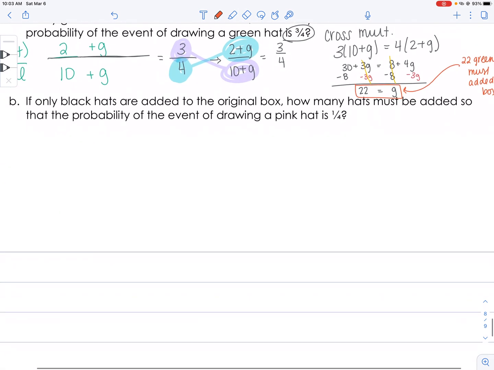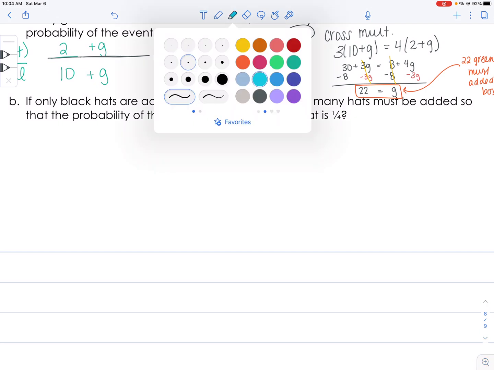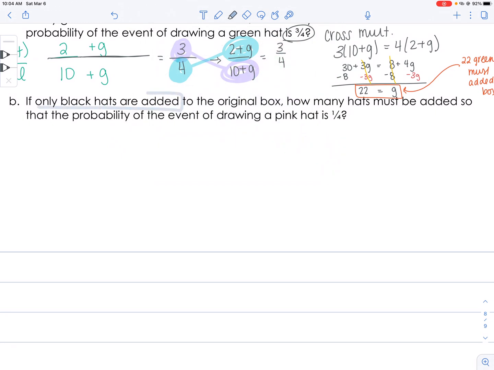Alright, let's look at example B. If only black hats are added to the original box, how many hats must be added so that the probability of the event of drawing a pink hat is 1 over 4? Again, we're not looking at just the straightforward probability of drawing a pink hat. It's saying that only black hats were added to the original box. How many must be added so that the probability of drawing a pink hat is 1 over 4?